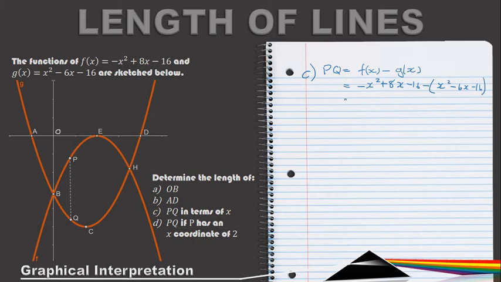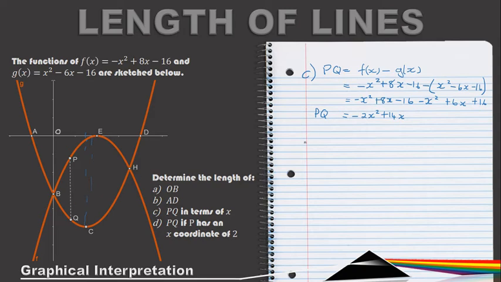Right, and then simplify. So minus x squared plus 8x minus 16 minus x squared plus 6x and then plus 16, and a minus and a minus is minus 2x squared. 8 plus 6 gives us plus 14x, minus 16 plus 16 is equal to 0. So this is PQ in terms of x. Wherever PQ moves, we can just substitute in the x value wherever x is, and that will give us the distance. If we substitute in 2, we'll get this distance. If we substitute in 1, we'll get this distance.